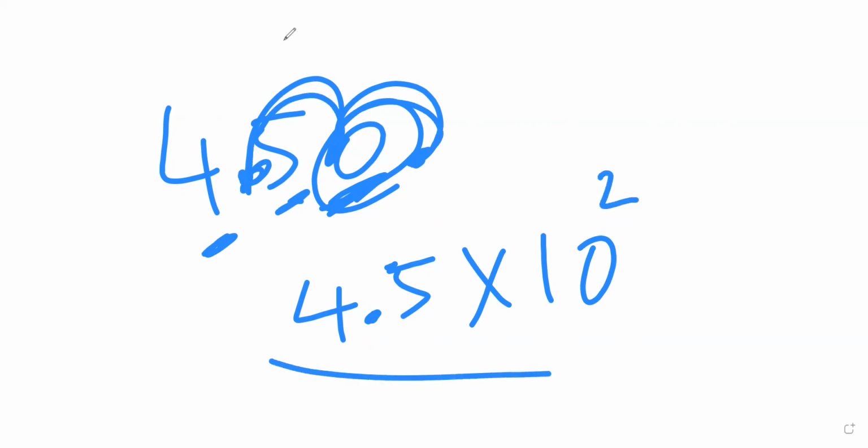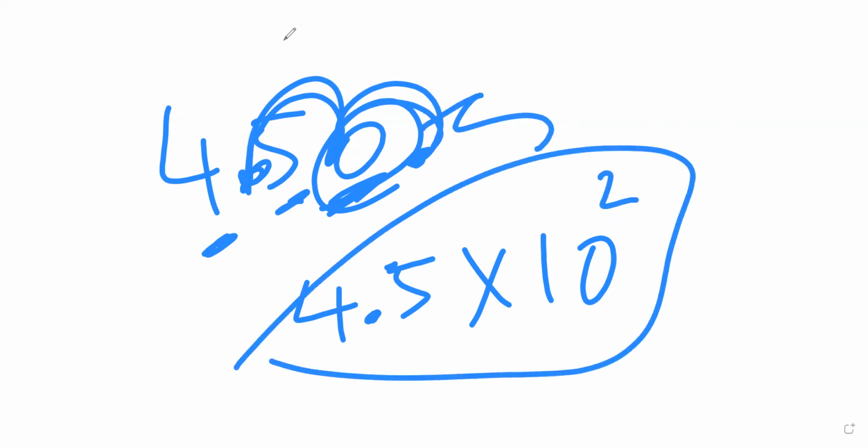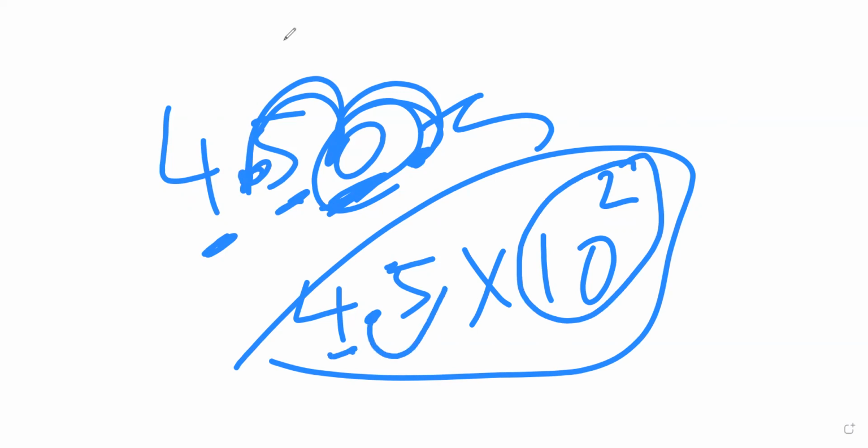If I want to prove that this is actually this, I could do the same thing that I just did. I could just simply say this is going to be 100. Oh, sorry, not 1,000, it's going to be 100. And if I multiply 100 times 4.5, it will shift the decimal point 1, 2, and it will give me back 450.